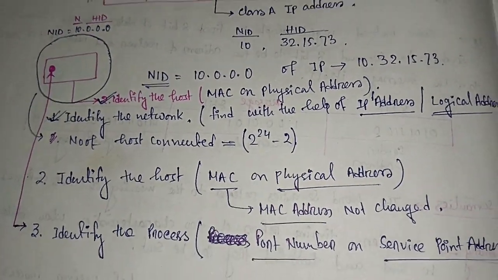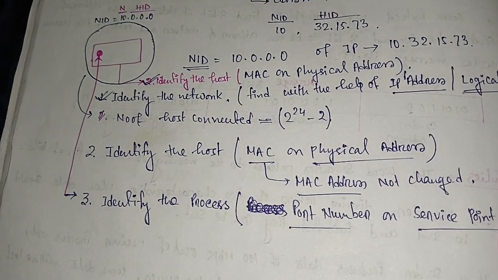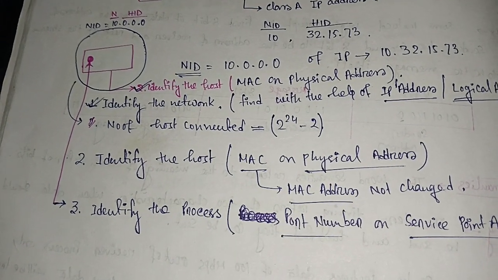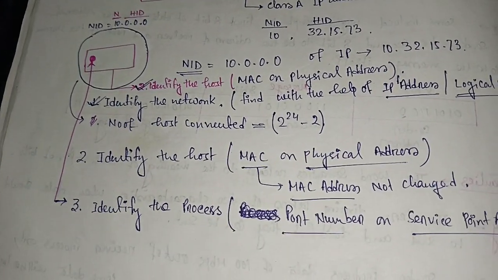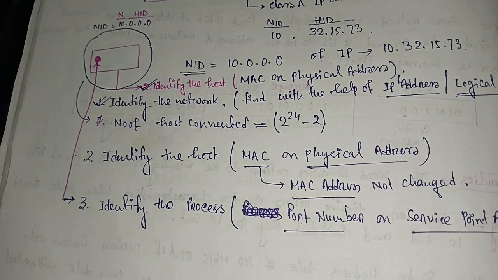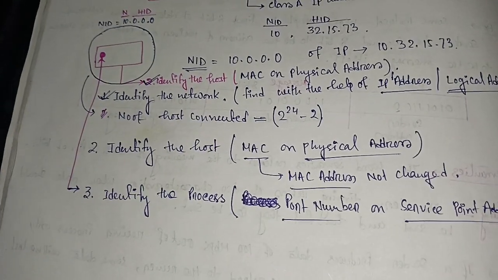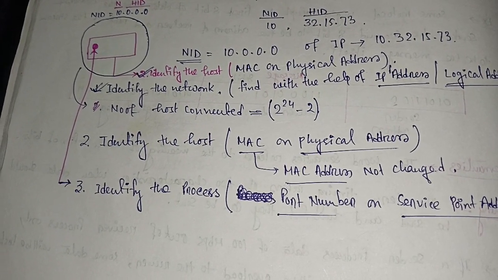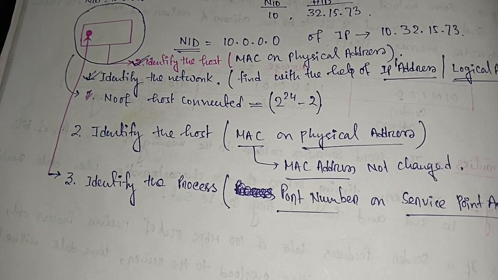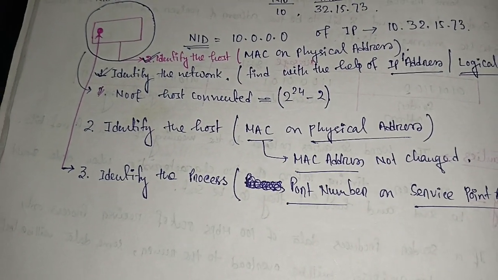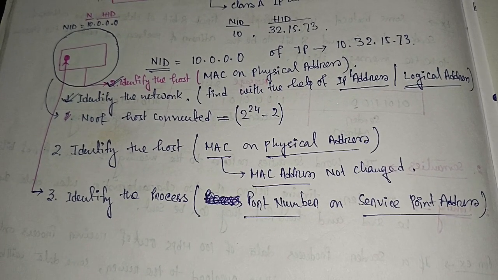For identification of a network, we use the IP address or logical address. If we consider the class A network, which means 10.0.0.0, the number of hosts connected in this network is 2 to the power 24 minus 2. Then we have to find the proper host. For the proper host, we need the MAC address or the physical address. The MAC address is the physical address assigned to the host, and it does not change. Then we have to identify the process to which we have to send the packet, so we need the port number or the service point address.